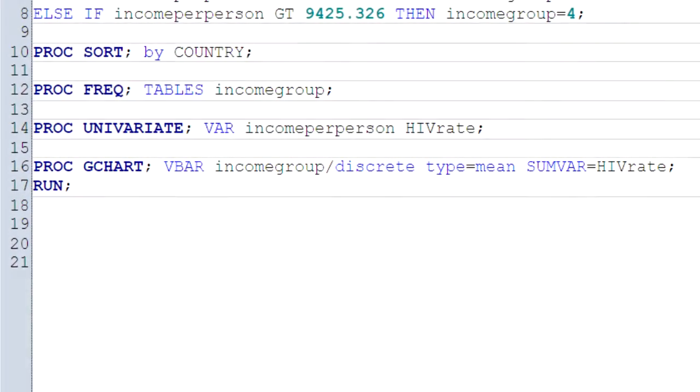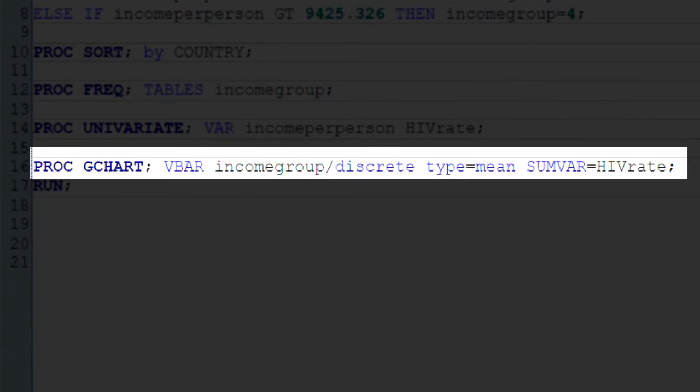The code we will use is proc gchart semicolon vbar categorical explanatory variable, which is income group, / discrete type equals mean, sumvar equals quantitative response variable, which is HIV rate, and it ends with a semicolon.